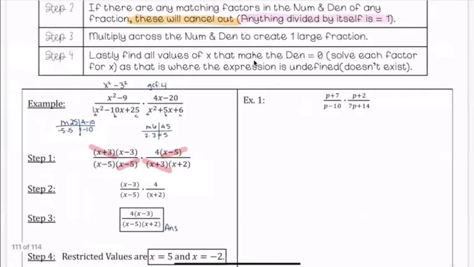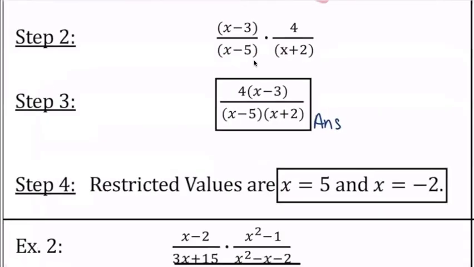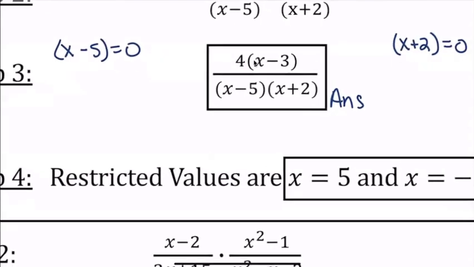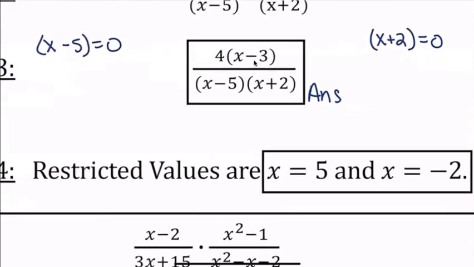And then here it says, lastly, find all values of x that make the denominator equal to 0. Solve each factor for x is how we do that, as that is where the expression is undefined. The reason it turns undefined is because you can't divide by 0. So what we're going to do, I'm going to put it over here, I left some space. So we're going to set each factor equal to 0, and we're just going to solve for x. And that'll give us our two, they're called restricted values.